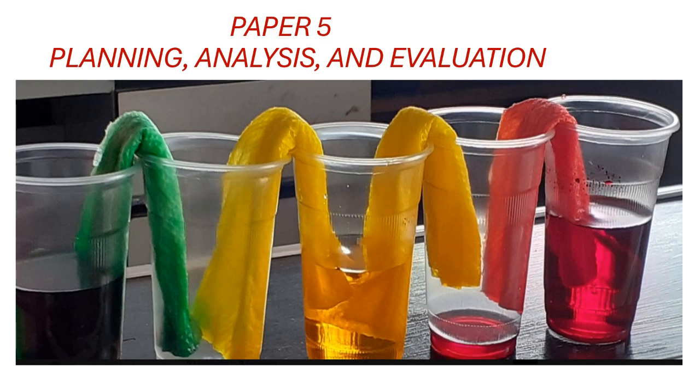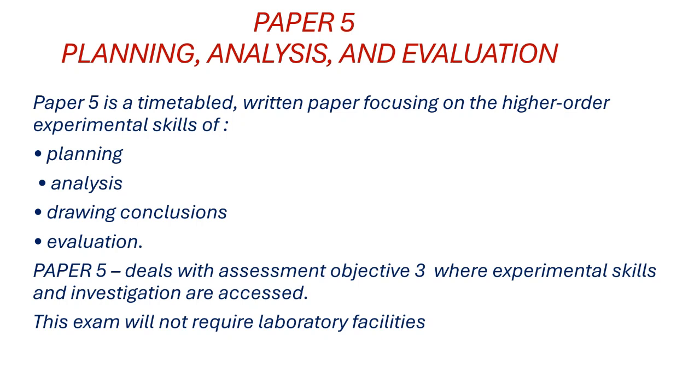Paper 5. Planning, Analysis, and Evaluation. Paper 5 is a timetabled written paper focusing on the higher-order experimental skills of planning, analysis, drawing conclusions, evaluation. Paper 5 deals with Assessment Objective 3, where experimental skills and investigation are accessed. This exam will not require laboratory facilities.